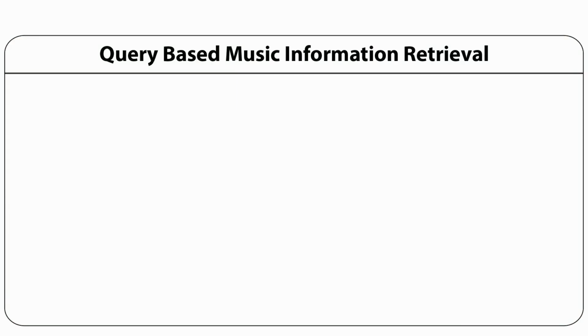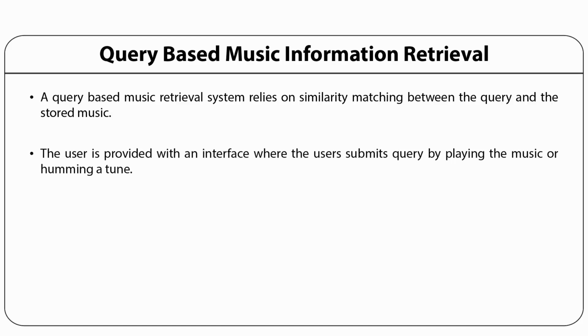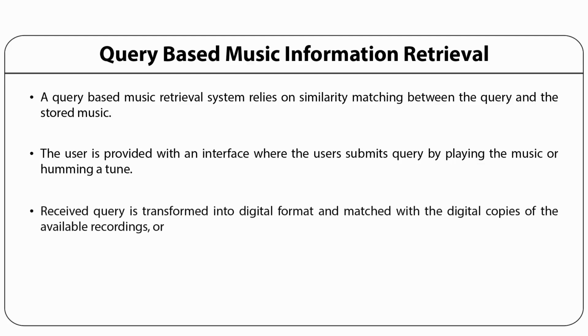Query based music information retrieval. A query based music information retrieval system relies on similarity matching between the query and the stored music. The user is provided with an interface where the user submits a query by playing the music or humming a tune. The received query is then transformed into digital format and matched with the digital copies of the available recordings. Or the edit distances are matched. Sometimes the pitch contours, time contours, etc. that represent the rhythm information are matched.